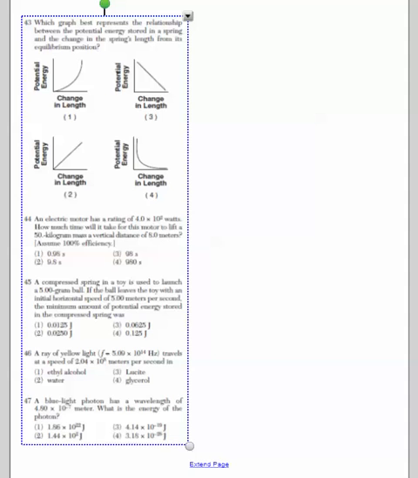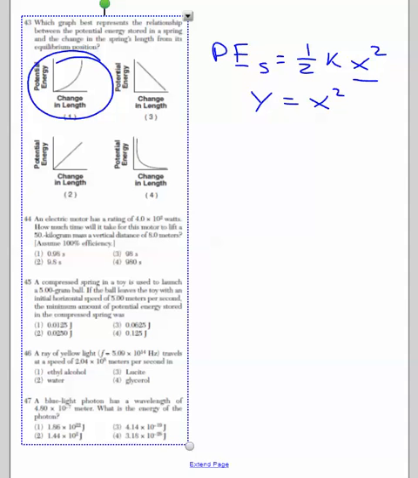In 43, anytime that you're trying to make a graph, don't just try to use your common sense. Find an equation that relates the two variables. In this case, it's potential energy with compression length, okay, the change in length. And notice that this follows the form of y equals x squared, or a squared relationship. Choice 1.